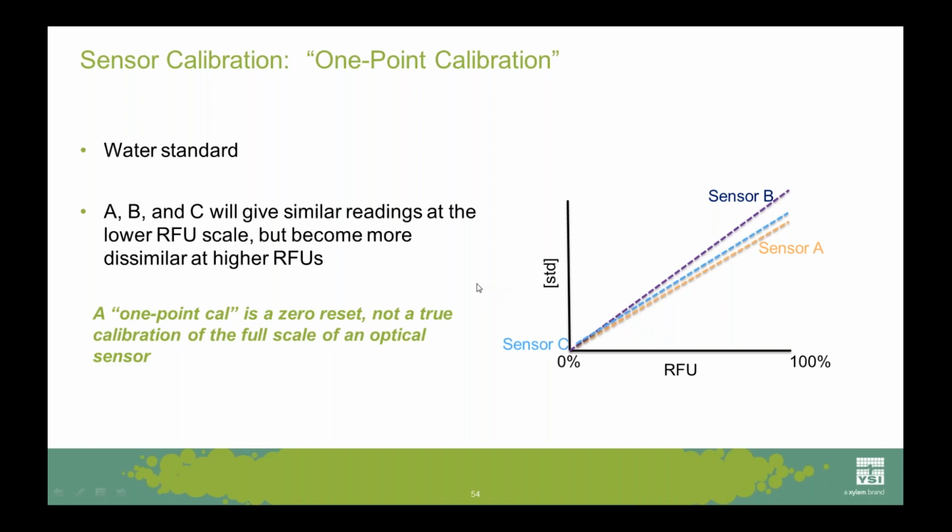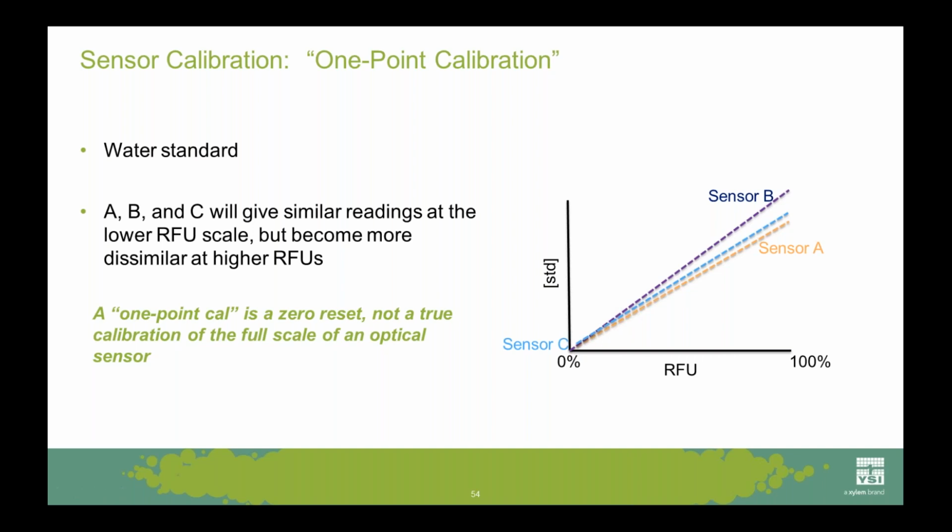But depending on how different they were at the higher end is going to depend on how well they compare when you get into higher RFUs. Now, if you're mainly interested in very early detection and low concentration of algal pigments or algae populations, a 1-point calibration may be just fine for you.